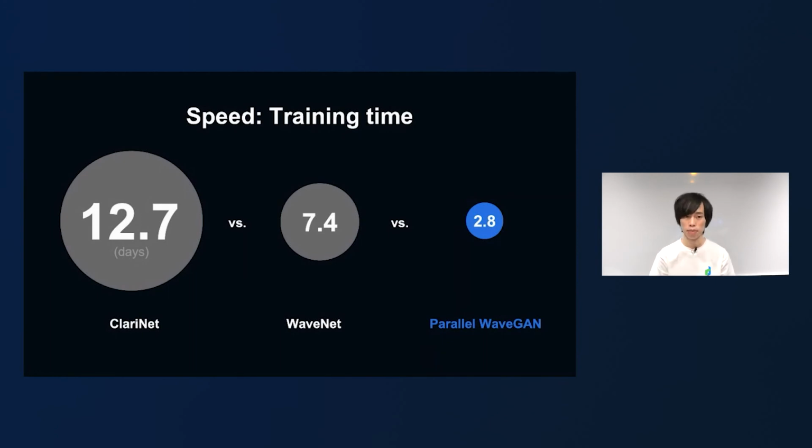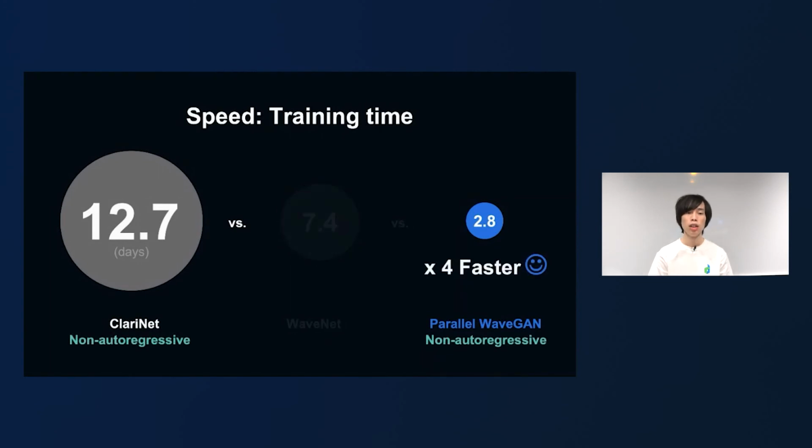the shortest. Compared to the conventional non-autoregressive model, the parallel WaveGAN was able to speed up the training time by about 4 times. This is because parallel WaveGAN doesn't require two-step training of teacher and student, and the multi-resolution STFT loss is effective in helping the training of time frequency characteristics of the speech.